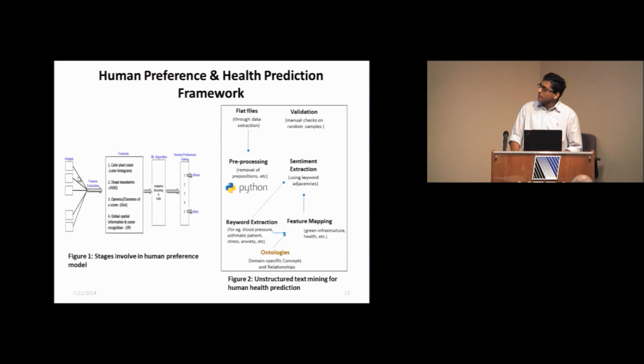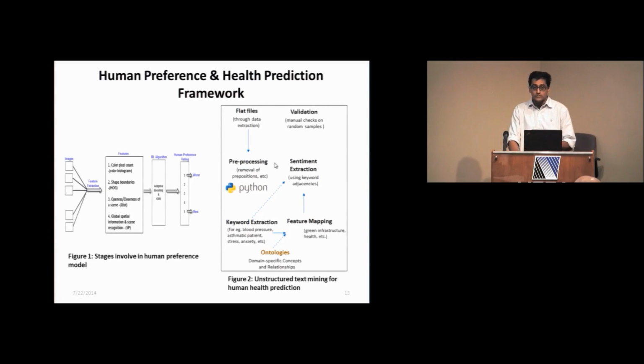So here we have the images, green infrastructure images with ratings of how people like it on a scale of 1 to 5. And we extract image features using four different computer vision algorithms which maps human preferences through the study. And we built a supervised machine learning algorithm, which is an ensemble machine learning algorithm, adaptive boosting, and predict these ratings on a scale of 1 to 5, 1 being worst and 5 being the best. On your right-hand side, there's another framework which we have come up with.